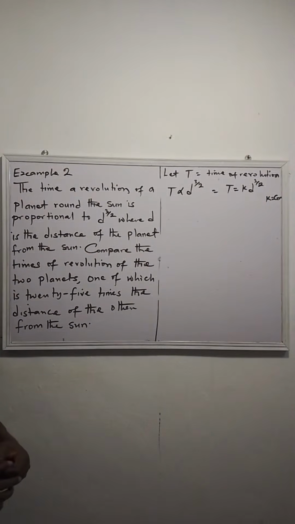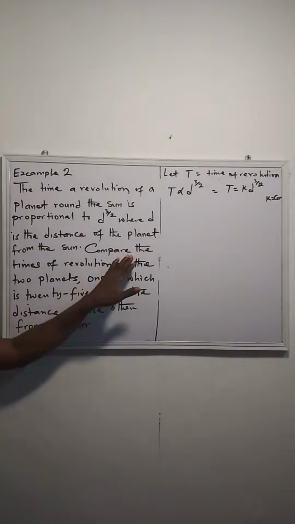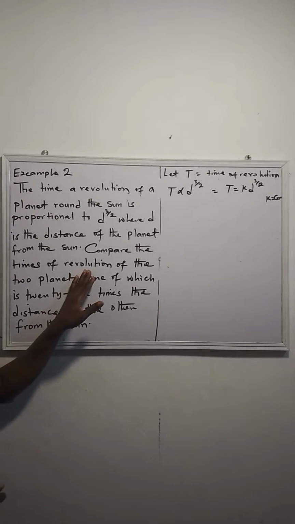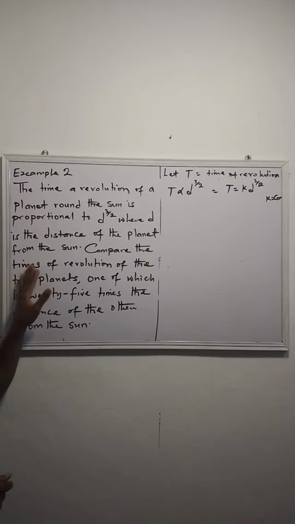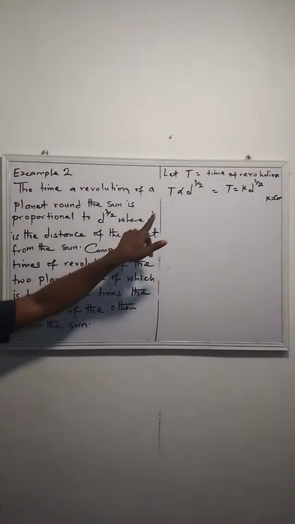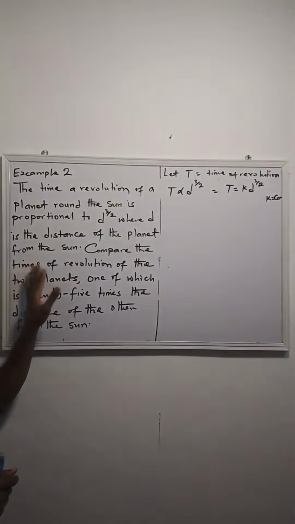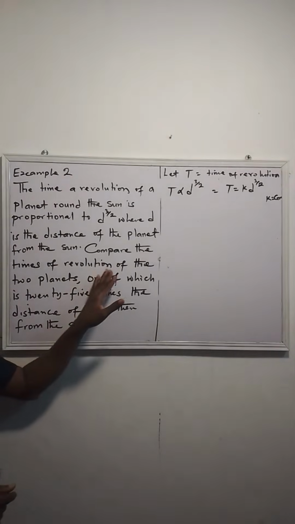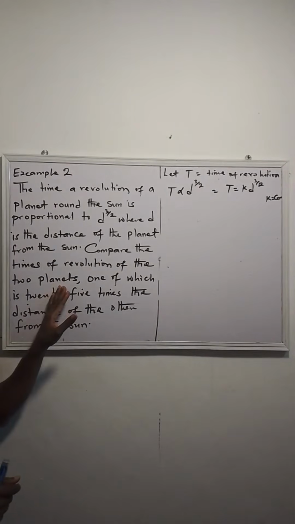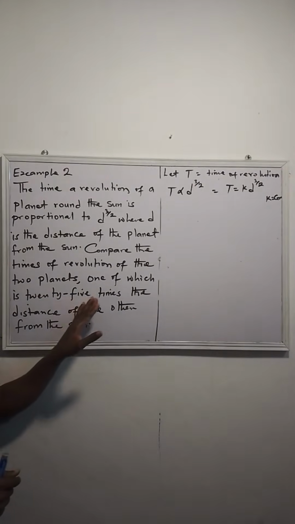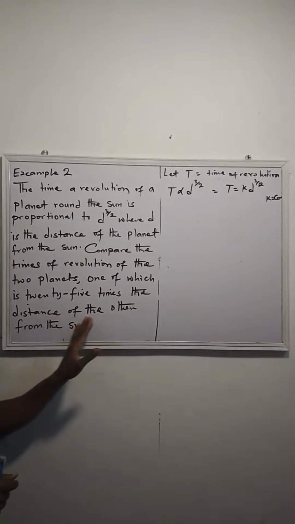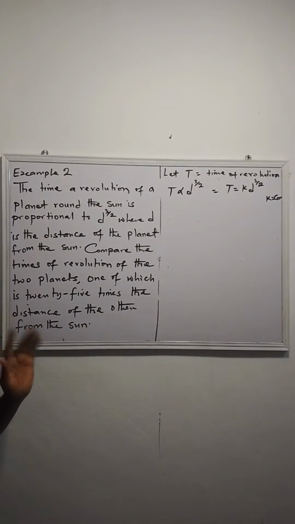Now, this is where we are going. Compare the times of revolution. So we want to compare T now. Compare the times of revolution of the two planets, one of which is 25 times the distance of the other from the sun. Okay, so now that means we are talking about two planets.